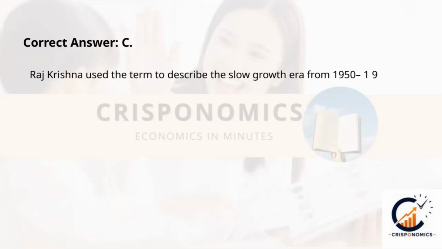Raj Krishna coined a term to describe a period of slow economic growth between 1950 and 1980. This era was marked by steady but modest progress, rather than rapid expansion. Understanding this timeframe helps us see how growth patterns can shift dramatically over decades, influenced by various social and economic factors. It's a key concept when studying economic history and development trends.